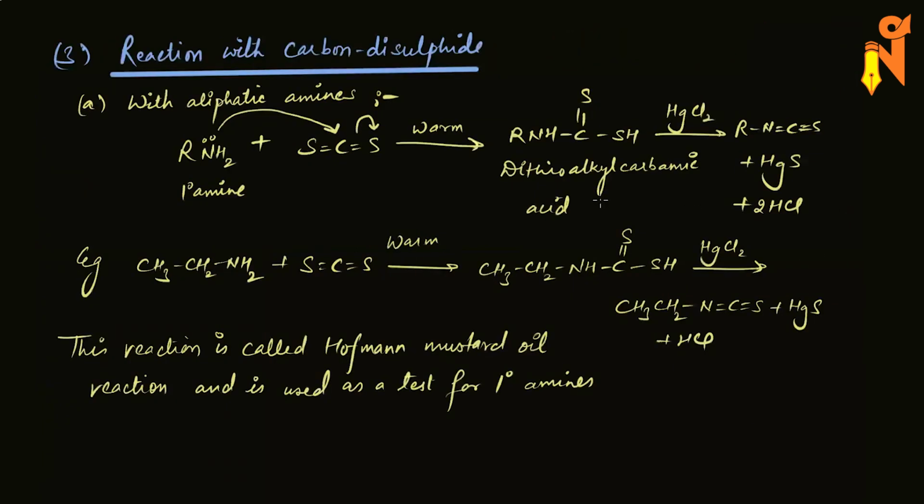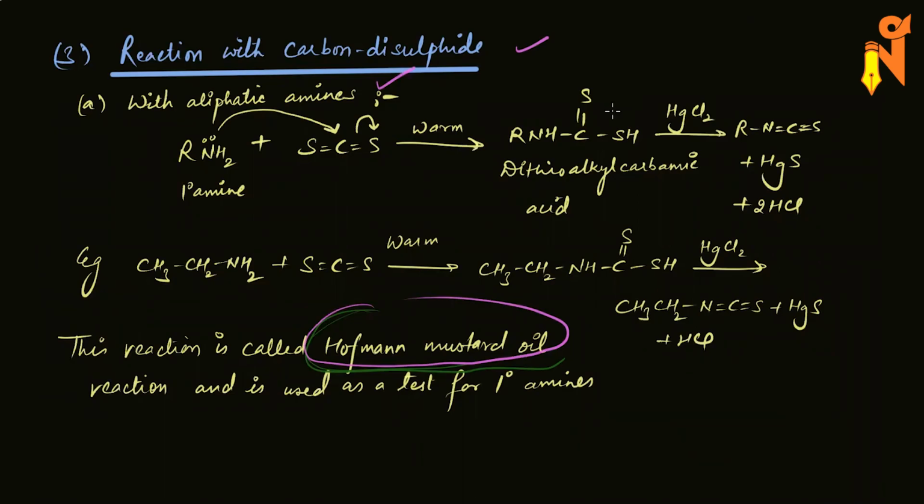Next reaction we are doing is reaction with carbon disulfide. This reaction can be done with aliphatic amines and also with aromatic amines. So this is an important test. Basically this reaction with carbon disulfide takes place with aliphatic amines and also with aromatic amines, but the conditions required are different in both cases.